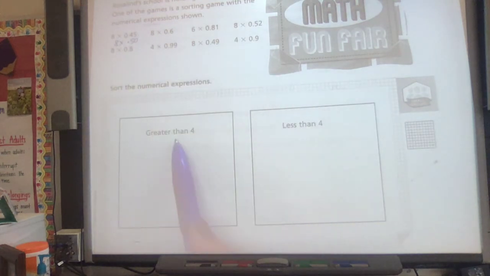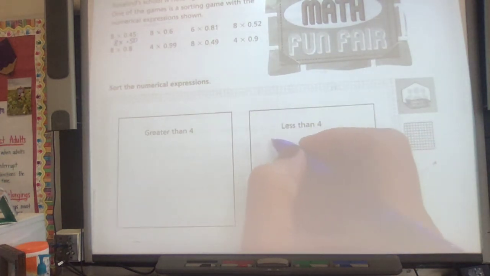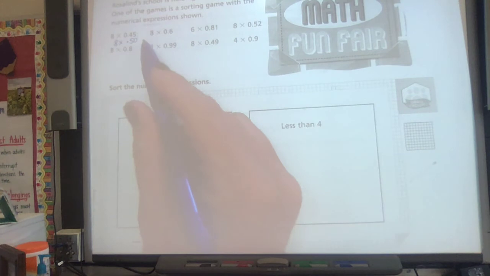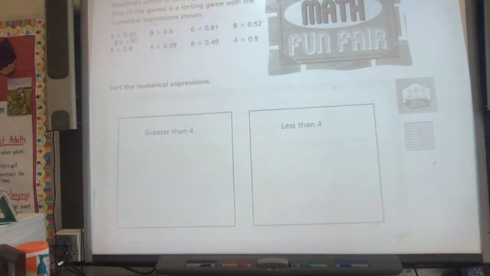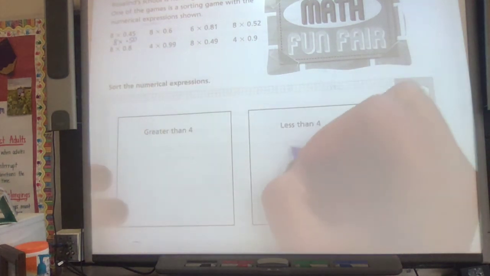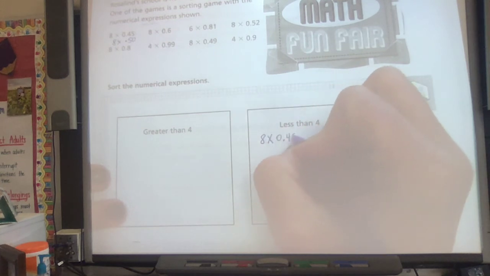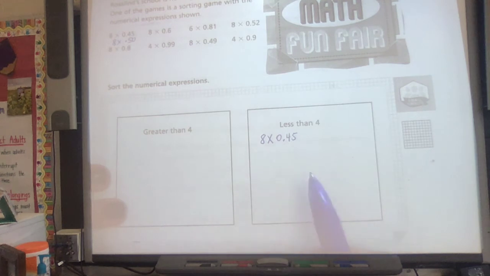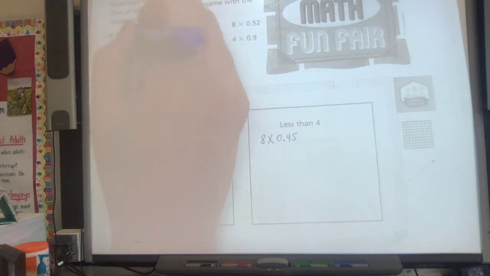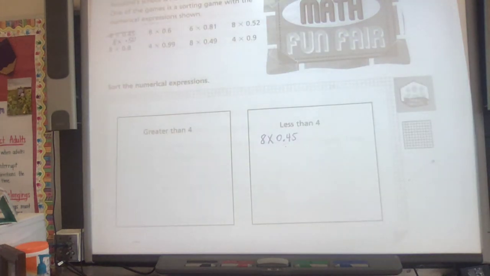So we've got greater than 4, less than 4. I know it's going to be less than 4 because 45 is less than 50. You see what I mean? So I know that answer is going to be less than 4, because 50 would be $1, $2, $3, $4, but I have less than 50 every time. Okay? So I'm going to mark that one out so I know that I've already done it.